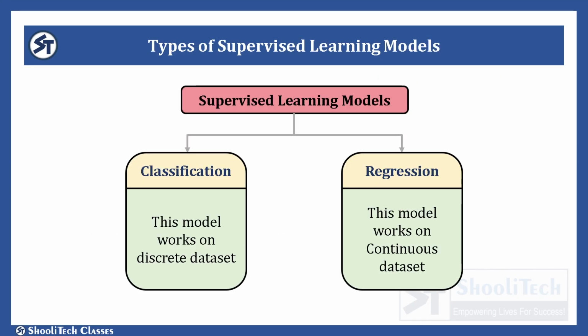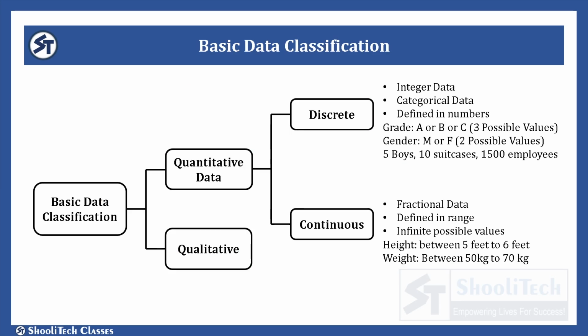Now, depending on what type of data we are using for training purpose, the supervised learning model uses two types of algorithms, classification and regression. Classification algorithms are used when we are using discrete data to train the AI model, and regression algorithms are used when we are using the continuous data to train our model. Remember, we have already studied about different types of data in data acquisition stage.